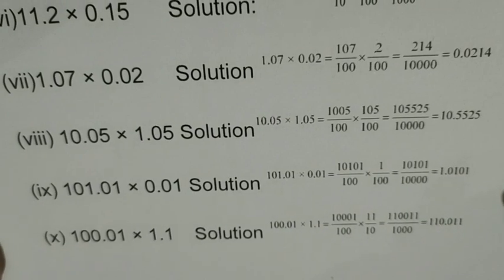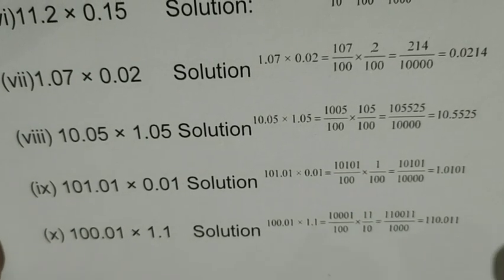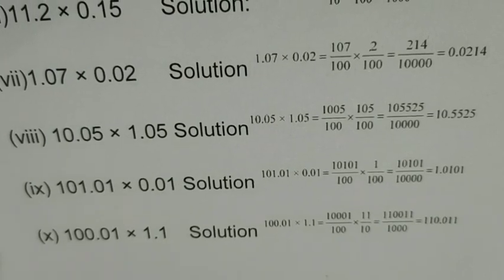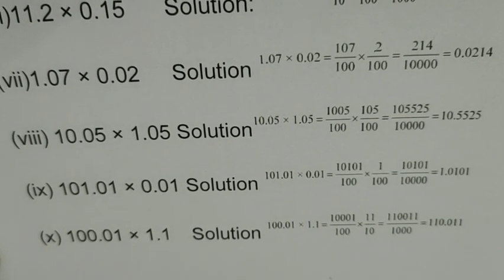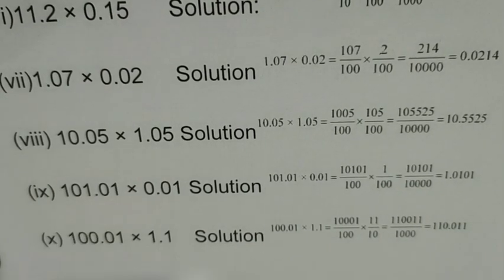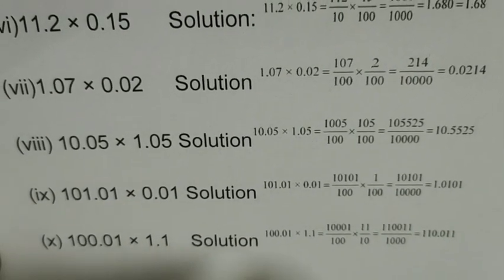I repeat, it is the same rule, whatever I have repeated many times. Without considering the decimals, you should do the normal multiplication. Then for the final answer, that is the product, you should check how many decimals are to be put.